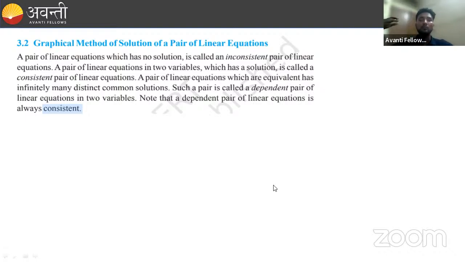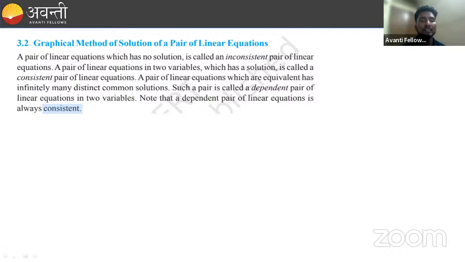And sometimes two lines coincide completely. Then you can say that every point of one line is coinciding with every point of another line, so we have infinitely many solutions. Okay, so either one solution or infinitely many solutions, those kinds of solution are called consistent, and if we don't have any solution then it is called inconsistent. Okay, so you will be given a pair of linear equations and you have to tell whether they are inconsistent or consistent.